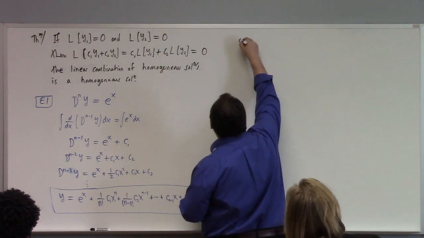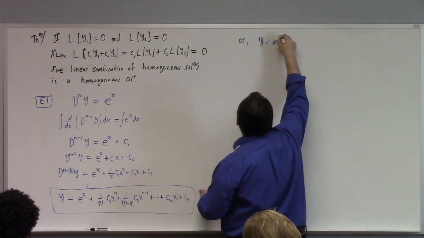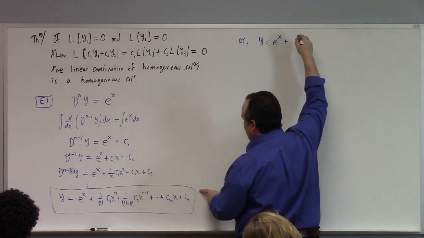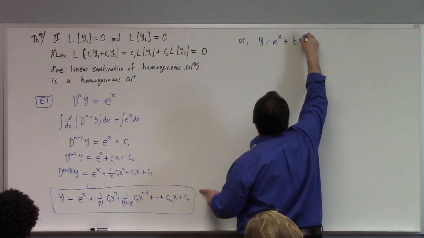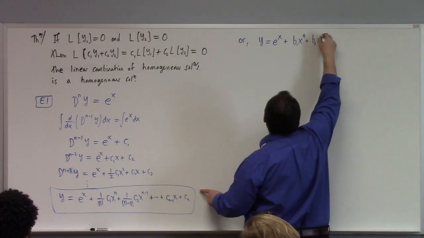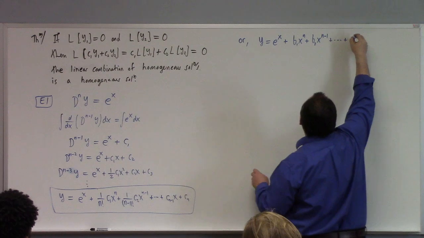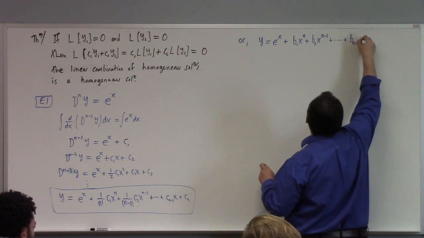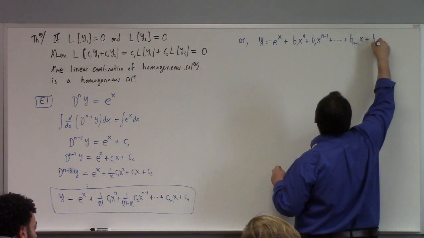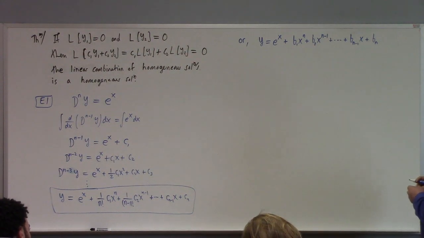I suppose so. Or if you'd rather, you could say the solution has e to the x plus, let's say, b1 x to the n plus b2 x to the n minus 1. Eventually I get to b(n-1) x plus bn, I guess. Is my numbering consistent? I hope that numbering is consistent. It might not be. I think it is.